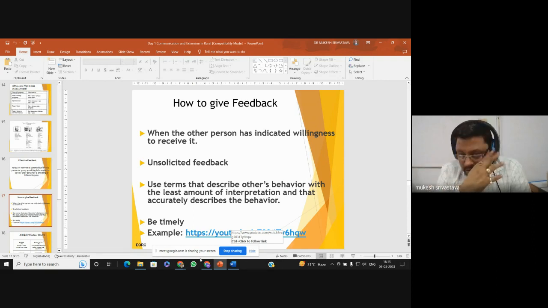Use terms that describe the other's behavior with the least amount of interpretation, and that accurately describe the behavior. Obviously, when you are providing feedback, do not interpret the other person's behavior. You have to give an accurate description of the behavior, of the information that person has given to you. And very importantly, that feedback should be timely.